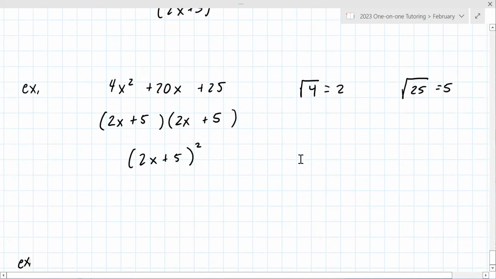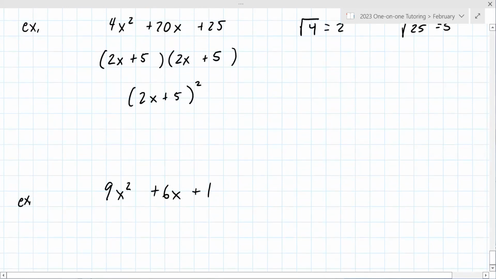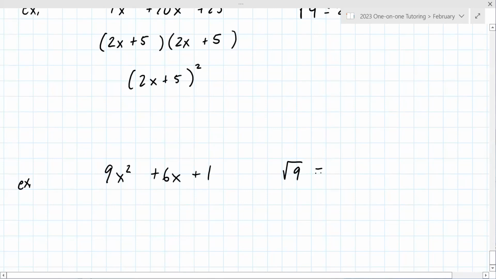So let me give you another example here. Probably need more examples of this type. 9x squared plus 6x plus 1. Can you take the square root of 9? That's the first number. The 3? Yes. And then can you take the square root of 1? Does 1 have a square root? It's 1. Yes. So that tells you how to write the answer. 3x, that takes care of the first one. And the 1 here is plus 1 plus 1.